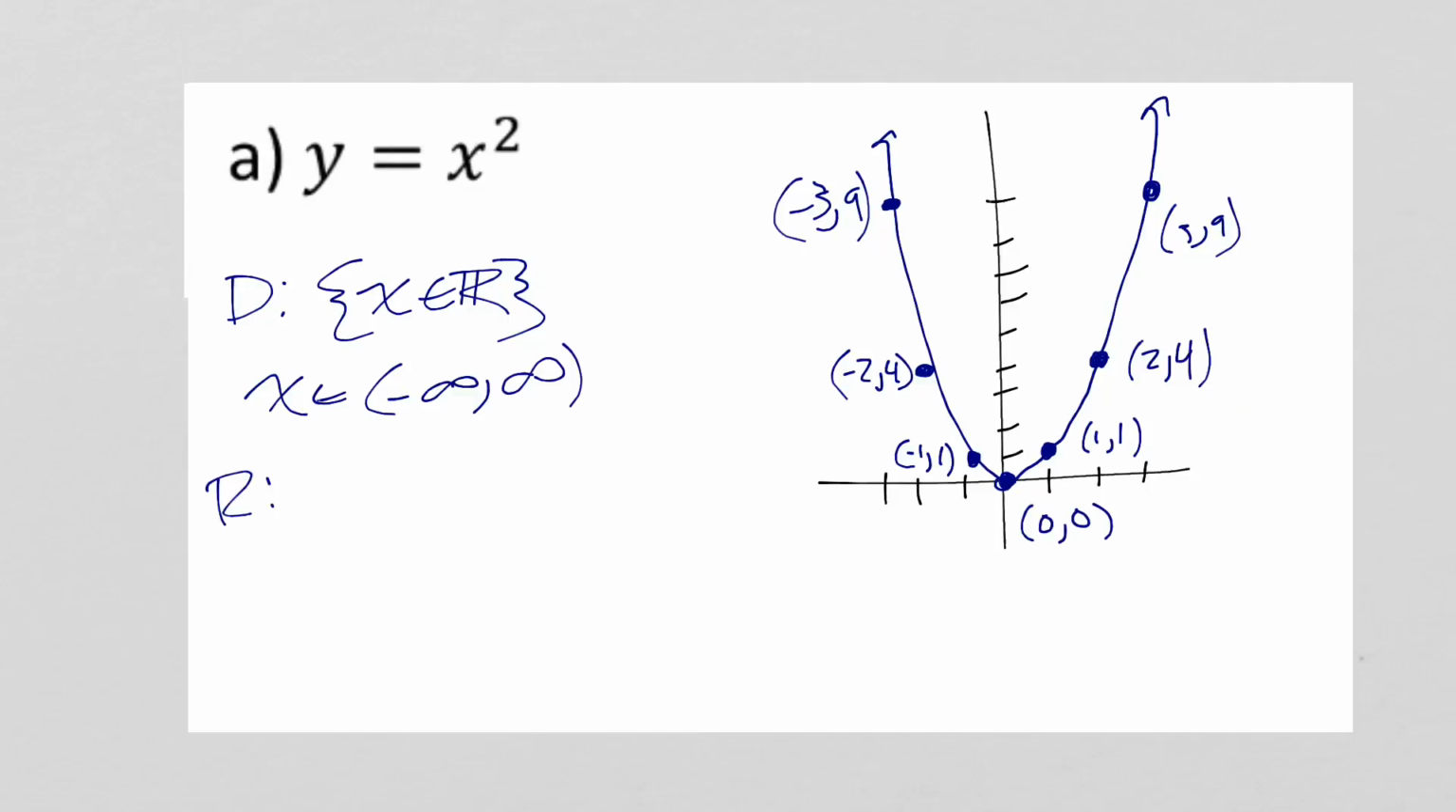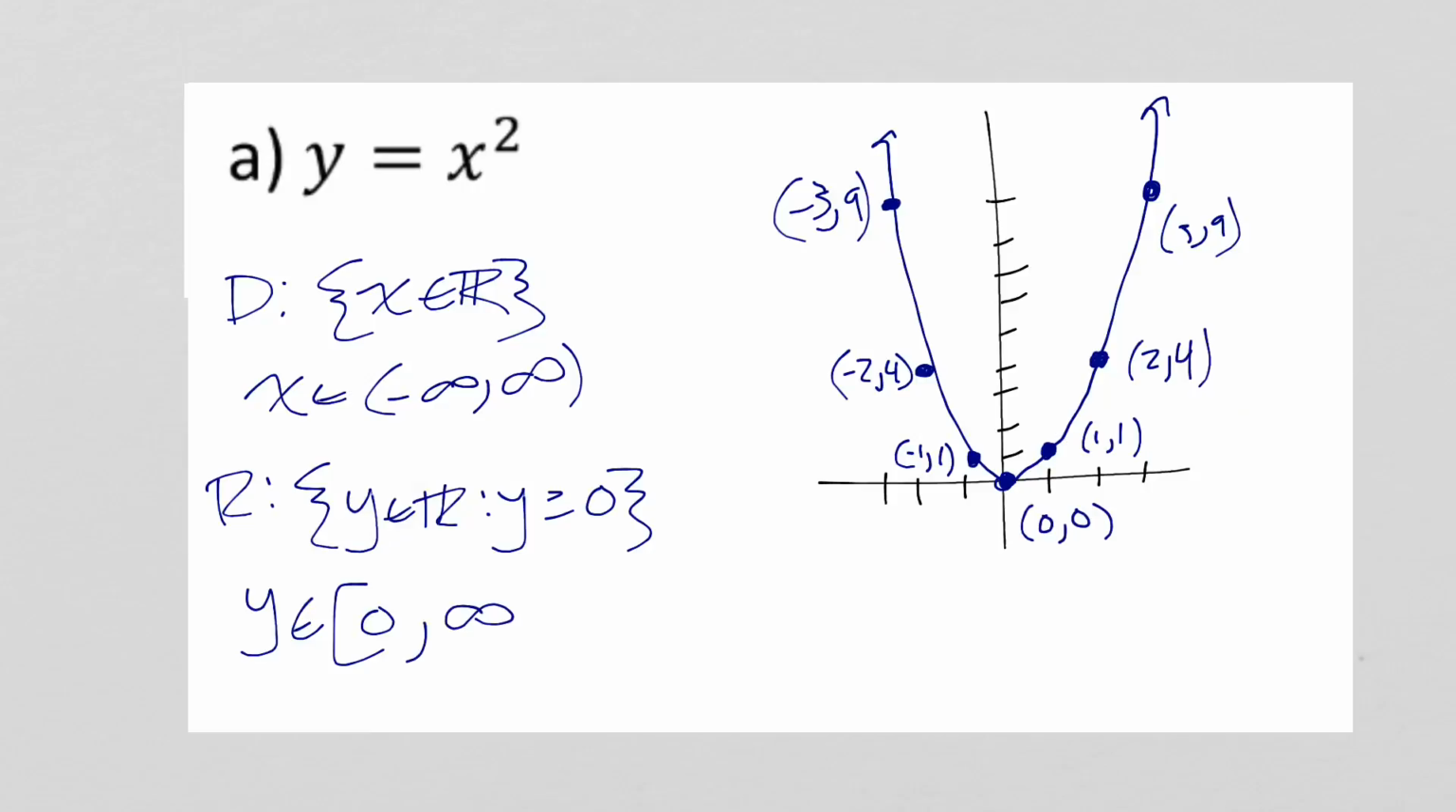Range are my y values. Notice that my y values are never negative. They're always positive or 0. So in set builder notation, we'd be saying y in the set of all real numbers such that y is greater than or equal to 0. In interval notation, we would say that y is in the interval starting and including at 0 and continuing to positive infinity. It's saying we can have all positive y values and 0 in that range.